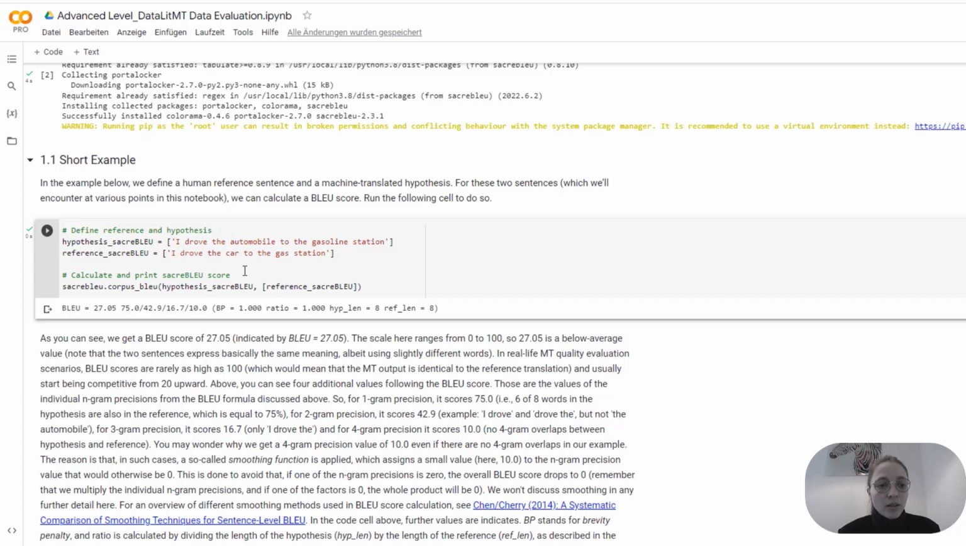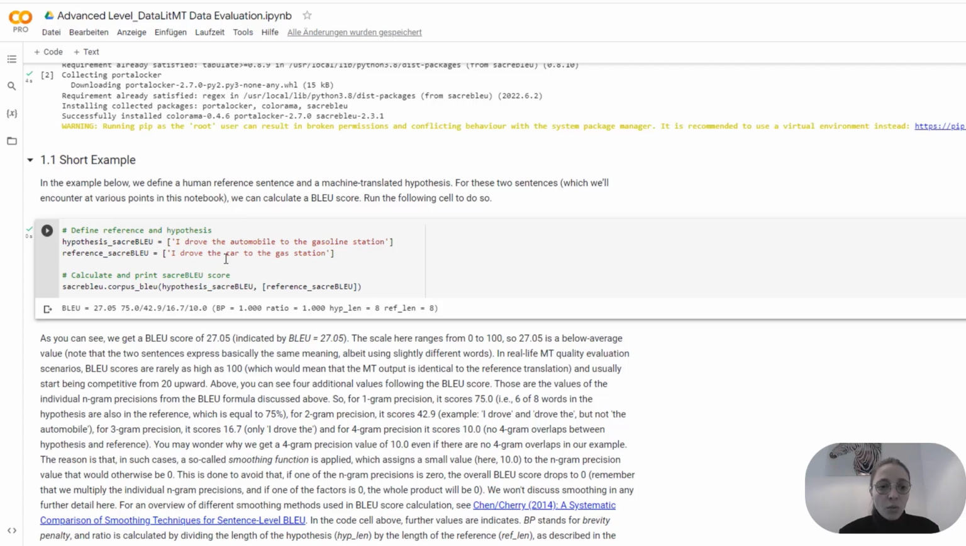And for the comparison, you could, for example, see with 1-grams, okay, the I and the I compare, drove and drove, the and the, but then automobile and car is already not a comparison, so this doesn't count. Then to and to, the, but then gasoline and gas don't overlap, so they don't count as 1-grams, and then station and station count again. So that is how the 1-grams are compared, one word at a time. 2-grams are then a comparison of I drove, or drove the, so those compare.